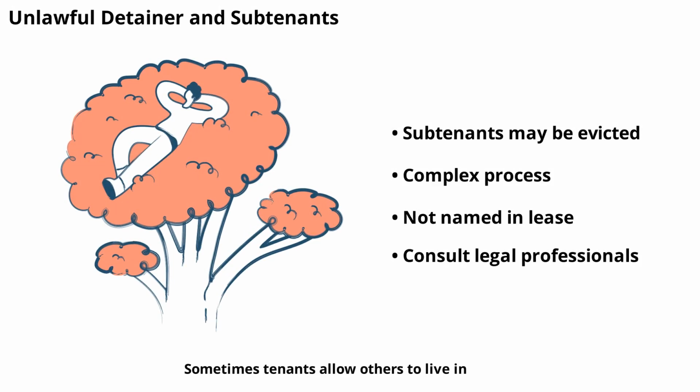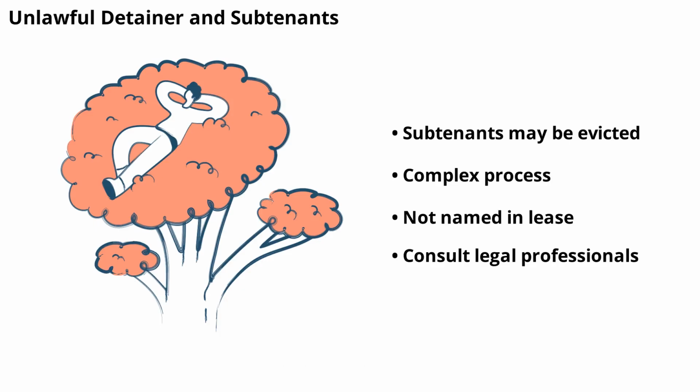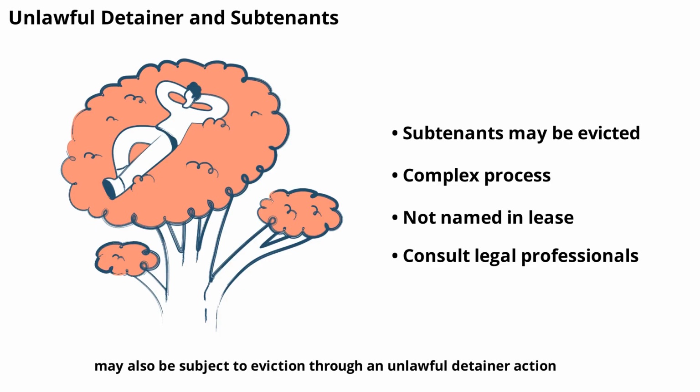Sometimes, tenants allow others to live in the property without the landlord's permission. These individuals, known as subtenants, may also be subject to eviction through an unlawful detainer action. The process for removing subtenants can be complex, especially if they were not named in the original lease. Landlords should consult with legal professionals to ensure all parties are properly included in the eviction action.